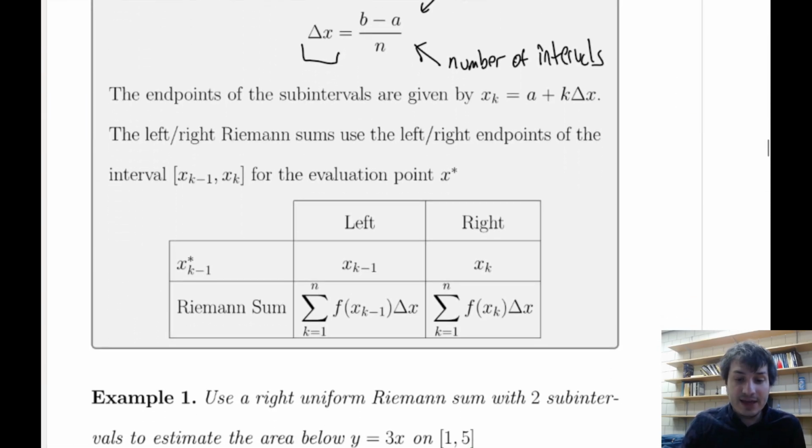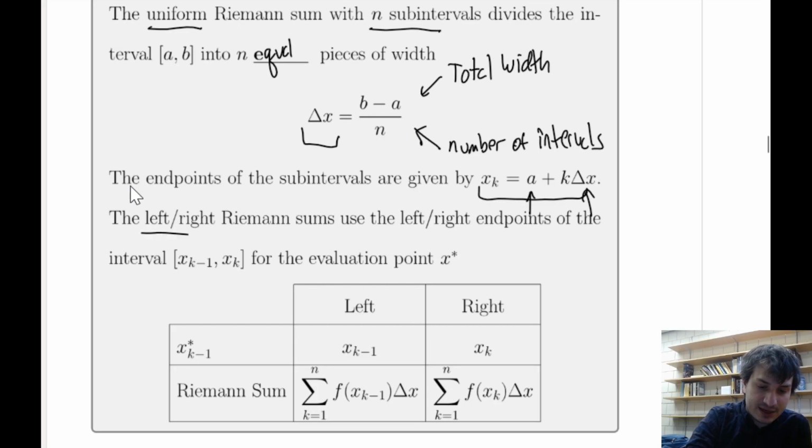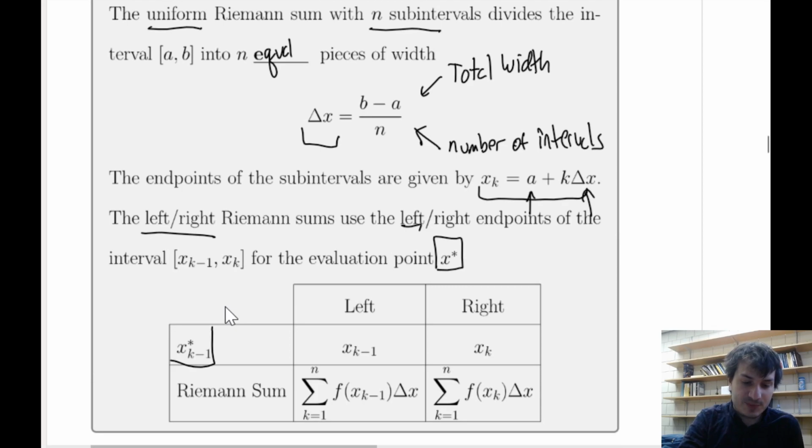That's delta x. Because all the spaces are equal, there is a nice formula to get the location of the kth endpoint of the subinterval. You start at the beginning, and you move over k times the length of the interval. The left or right Riemann sums specify where you should choose the point x star. The left Riemann sum uses the left endpoint, and the right Riemann sum uses the right endpoint.